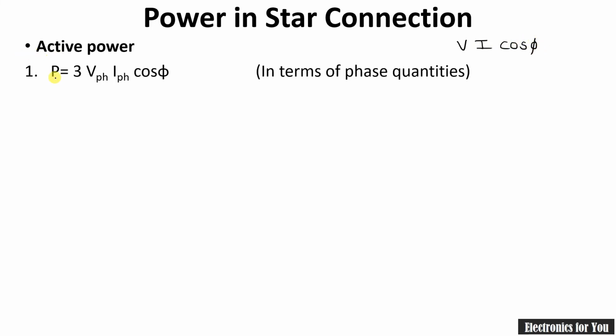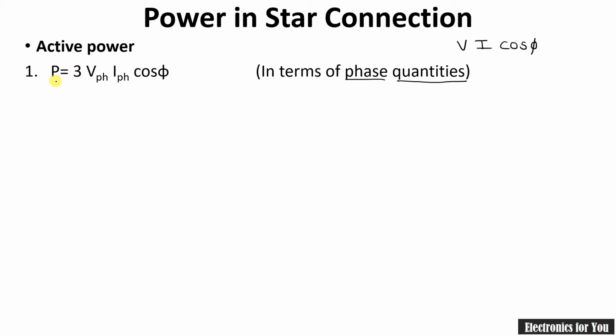Now let us talk about the power in case of a star connection. Again, balanced star connection, the first formula will be for active power. Now we know that power can be given by VI cos phi. So here the active power P is equal to, if we write it in terms of phase quantities, 3 times VPH IPH cos phi. The 3 here indicates that our 3 phases are there.